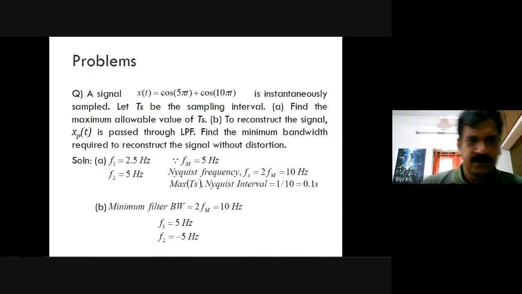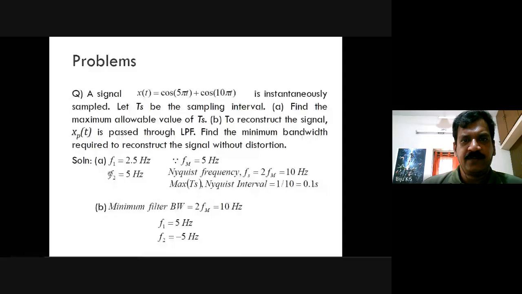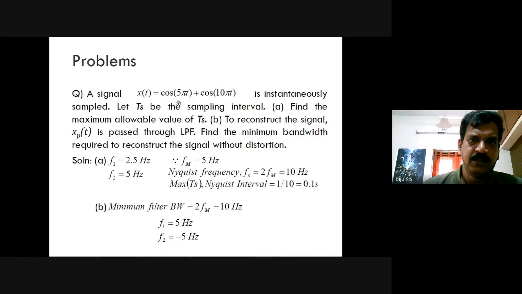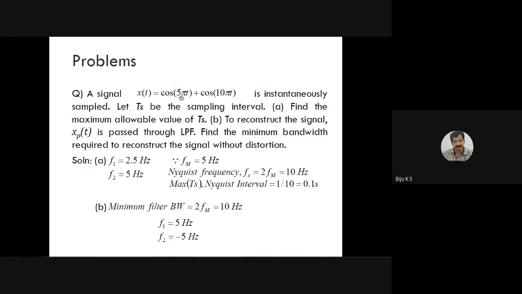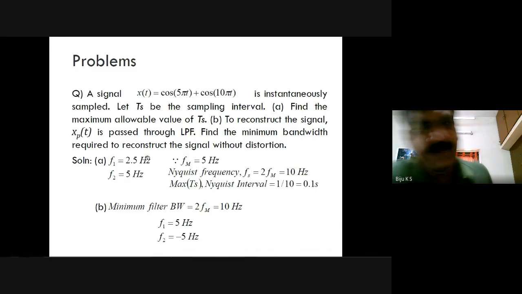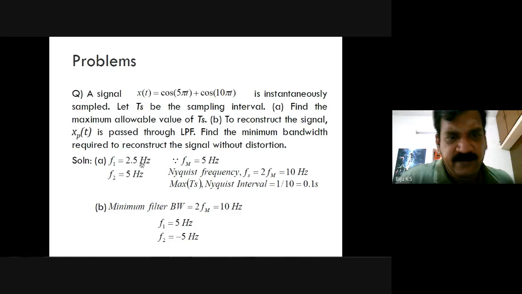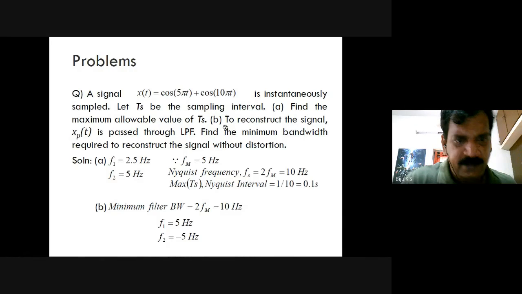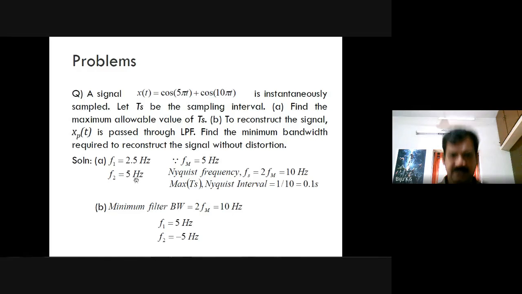Okay. So first one, from this equation, this is a combination of two cosine waveforms. That 2 pi ft form is in the 2 pi ft form. So f can be obtained by substituting 2 pi ft equal to 5 pi t, so f1 is equal to 2.5 hertz, which is half of this one. And f2 is also 10 pi t, so f2 is 5 hertz.